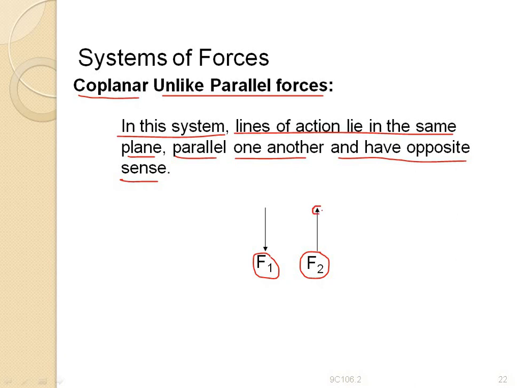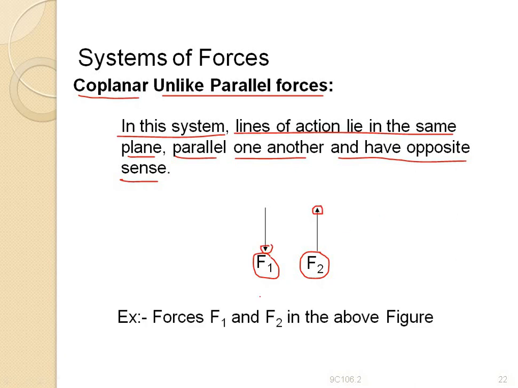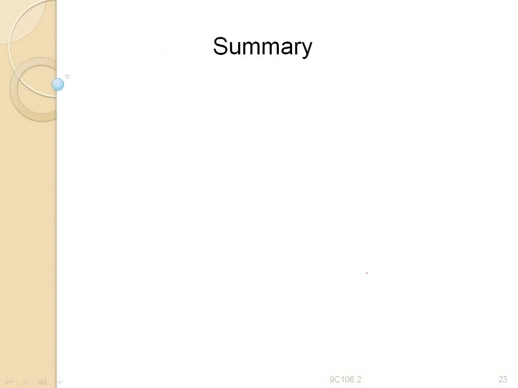The arrow mark, you can see, is our sense. Example: forces F1 and F2 in the above figure. So these are our coplanar like and unlike parallel forces. Now we have seen these forces, so let us see the upcoming forces.